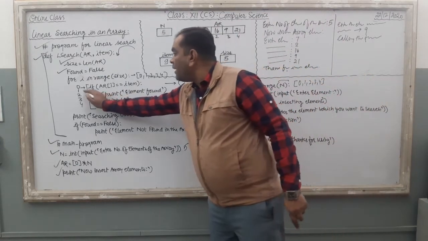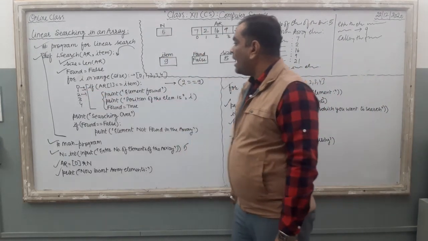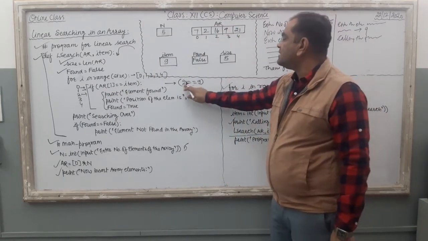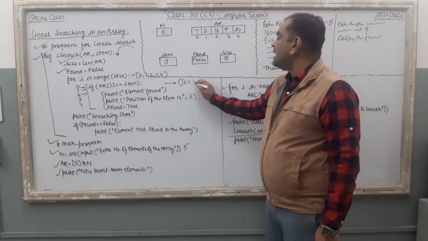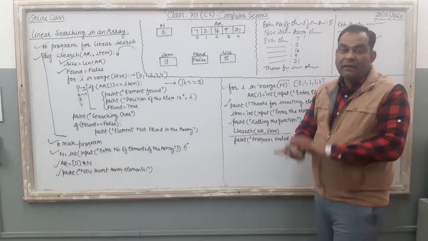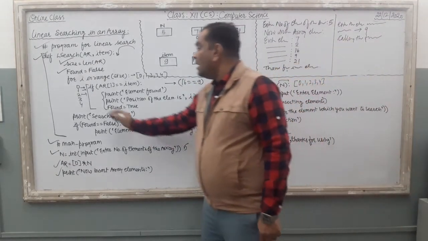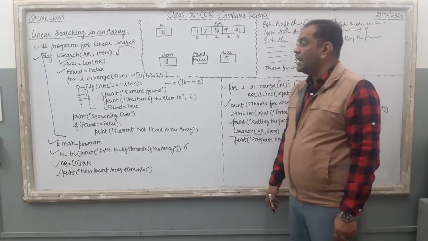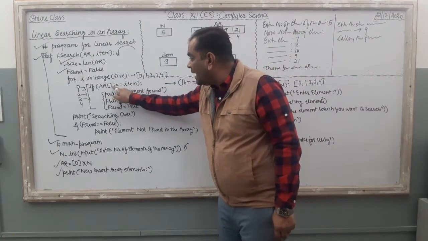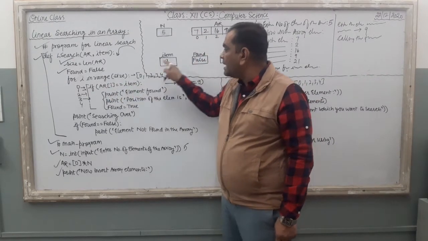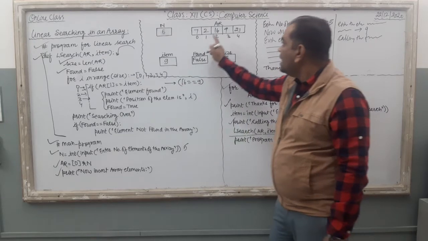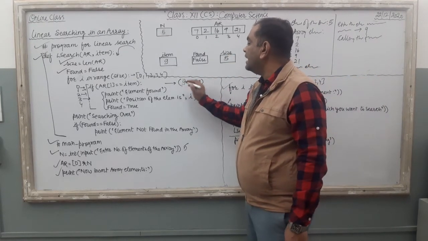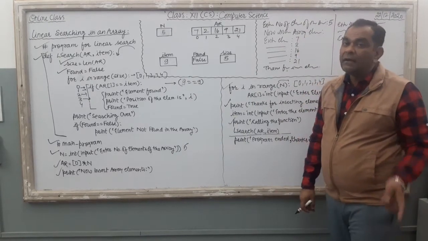Then the value of I is 2 now. I2, that is AR2. AR2 means what? It is 16. Now just see 16 equal to 9. Again false. Then the computer will take the value of I as 3. Now what will happen? Just see. AR3 equal to item. Item contains 9. AR3 is having 9 here.